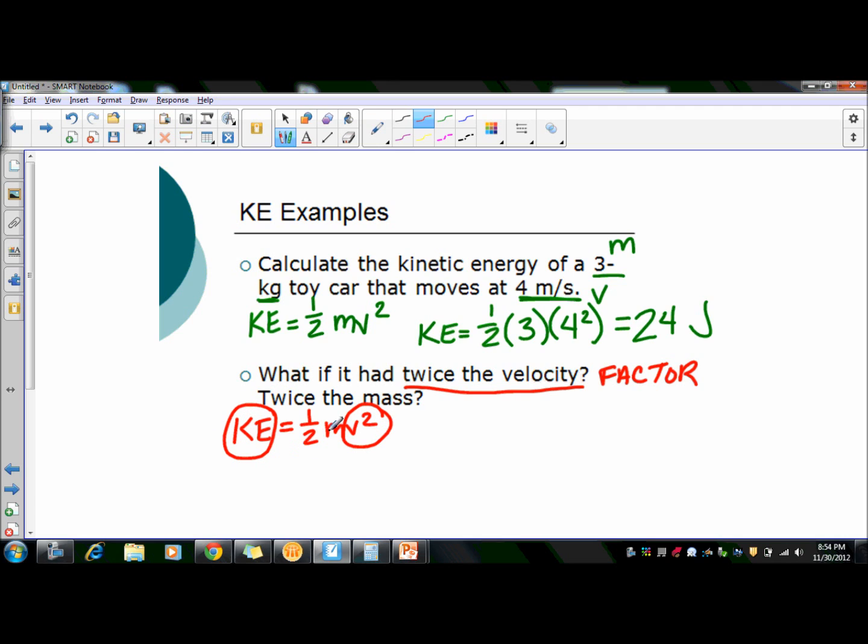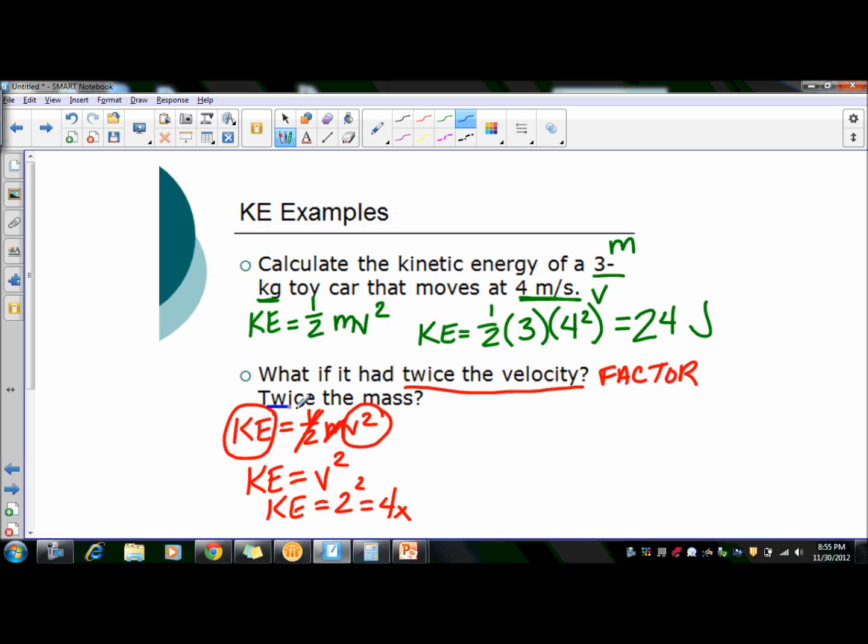Everything else gets crossed out. The half gets crossed out. The m gets crossed out. The reason why the half does, think of that as a constant, right? It's a number, it's a constant, so it does not change. So it goes away as well. So the change in kinetic energy is equal to the change in the velocity squared. So if it's twice the velocity, kinetic energy will be 2 squared, which will give you 4 times. So if you double the velocity, you'll get 4 times the kinetic energy.